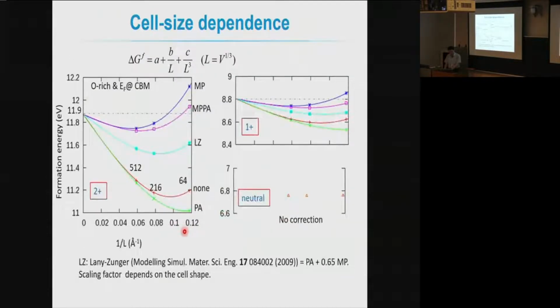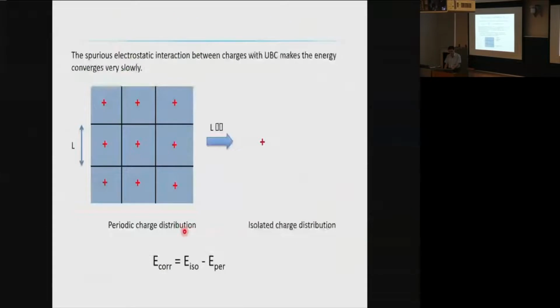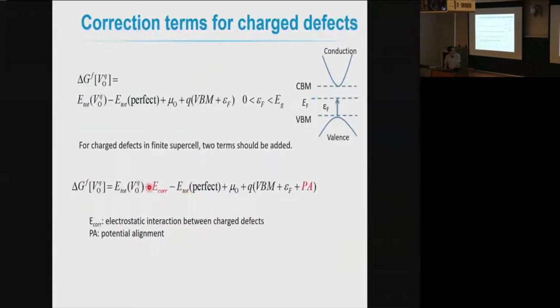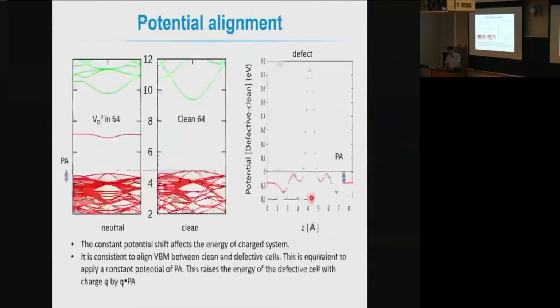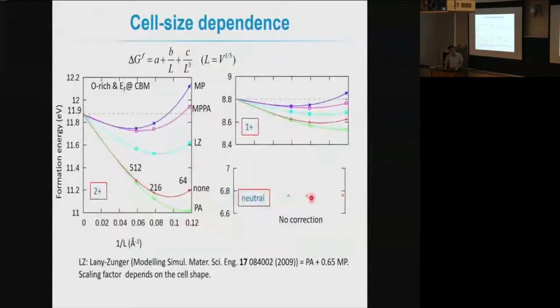Okay, so we have discussed the two correction schemes. The one is the electrostatic correction, here is ECOR, and the potential alignment. Including this is supposed to reduce the cell size effect. In order to trace that more systematically, what we usually do is, by changing the lattice parameter or the supercell length, we get different formation energies. All right, and fit this value with a simple formula and extrapolate it to L equals infinite.